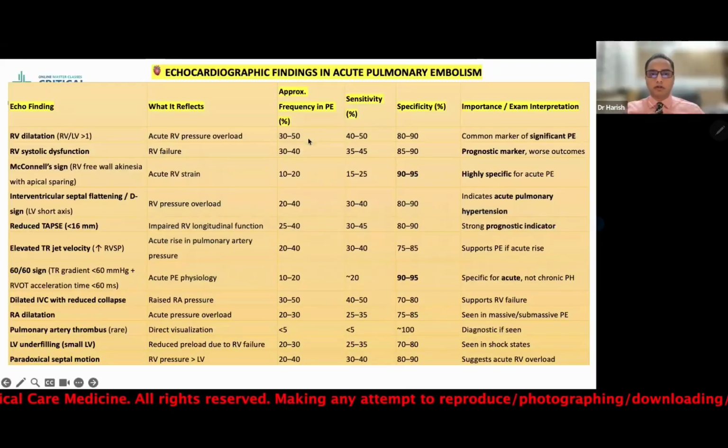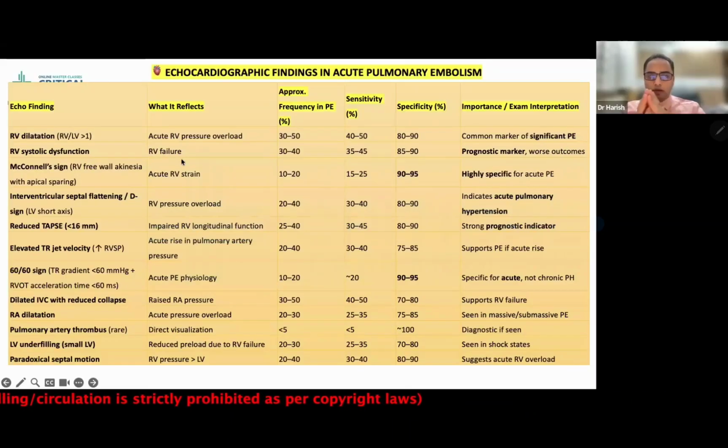So approximately around 30 to 50% of patients you can get this. Good sensitivity, specificity means sensitivity is around 40 to 50%, specificity is around 80 to 90%. It is a common marker of significant PE. So RV systolic dysfunction, RV failure. Okay, so again, it is a prognostic marker, worse outcome.